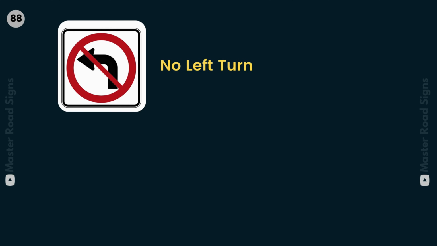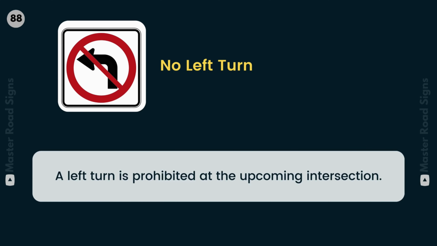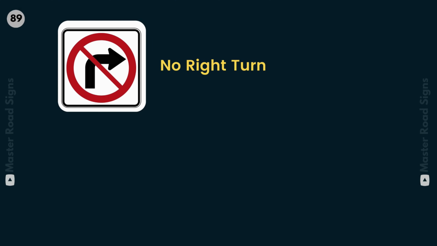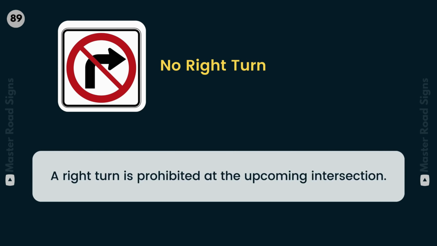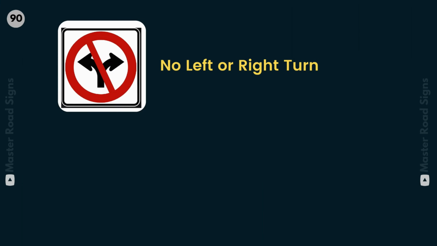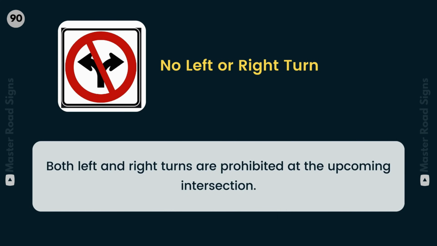No left turn sign. A left turn is prohibited at the upcoming intersection. No right turn sign. A right turn is prohibited at the upcoming intersection. No left or right turn sign. Both left and right turns are prohibited at the upcoming intersection.